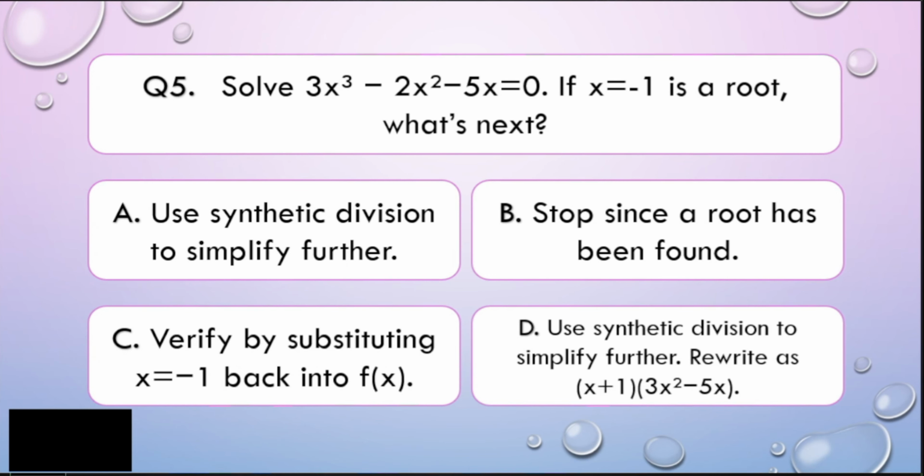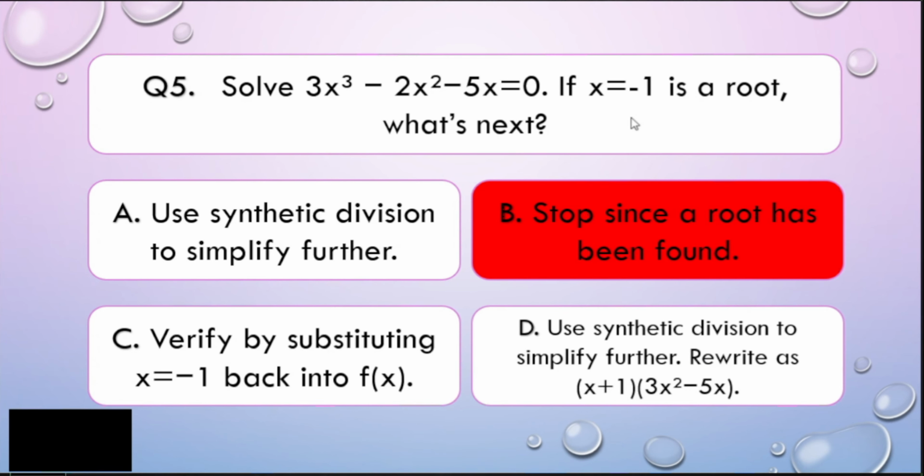Alright, my dear math learners. So, it says here in number 5 that we need to solve. Basically, you should not stop, because if you have x cubed, it means there is a possibility that you have 3 values of x. You only got 1 value of x, right? So, you should not stop because there is more to it. Alright, so that is clear. So, letter B is wrong.